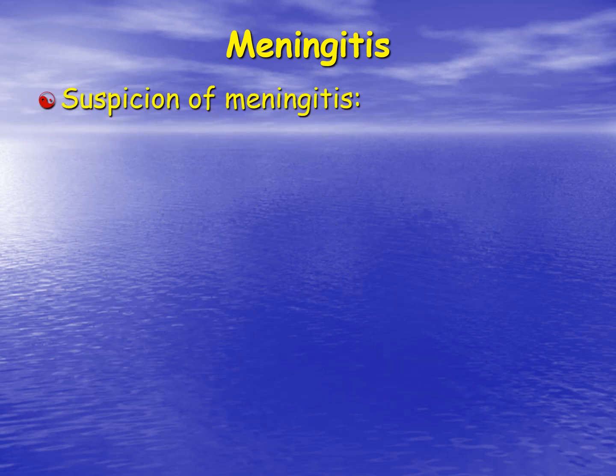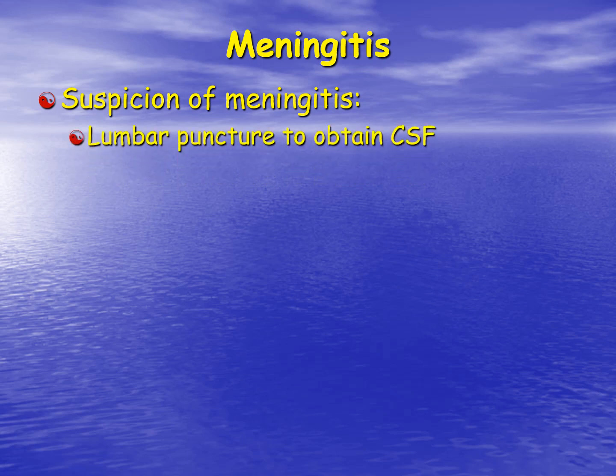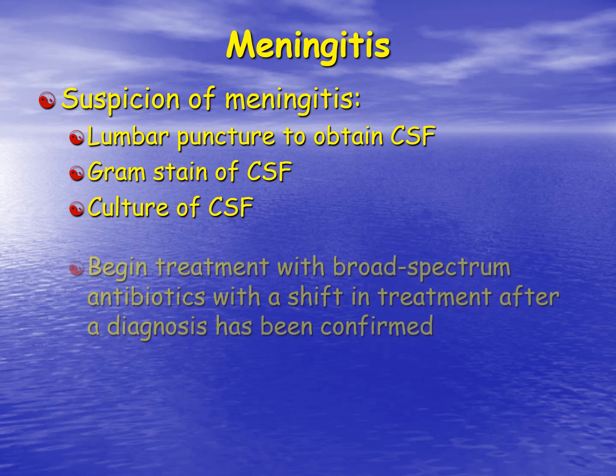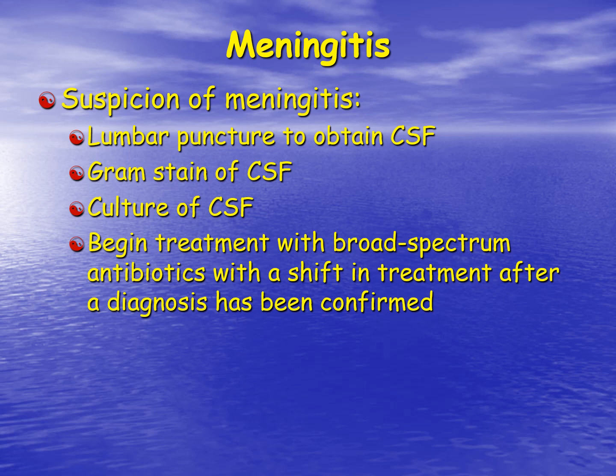So if we have a suspicion of meningitis in our patient, one of the easiest ways to confirm that is to do a lumbar puncture to obtain cerebral spinal fluid. We can gram stain that cerebral spinal fluid for bacterial organisms. We can culture it. And oftentimes, if we actually see bacteria with a gram stain, we'll begin treatment with broad-spectrum antibiotics with a shift in treatment after a definitive diagnosis has been confirmed through culture. The reason for this is because of the possibility of this infection spreading into the nervous tissue.